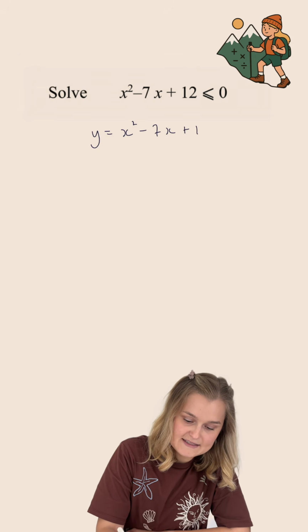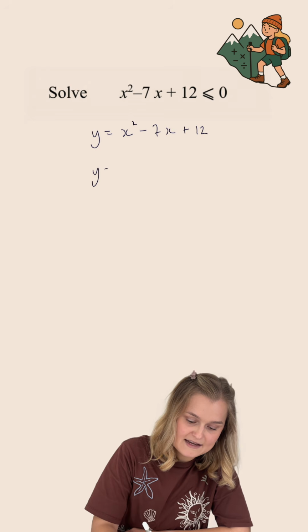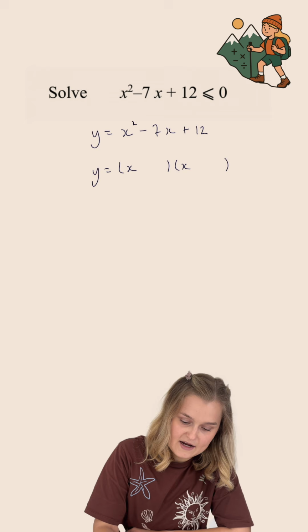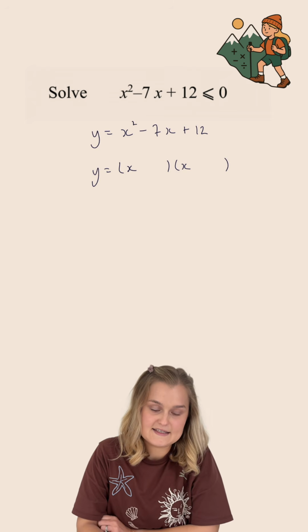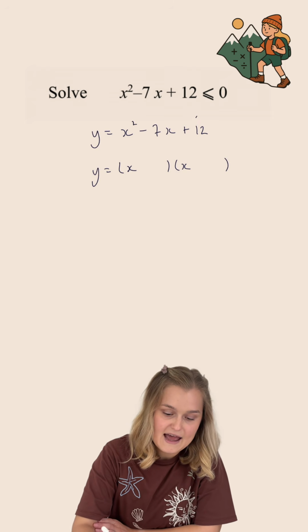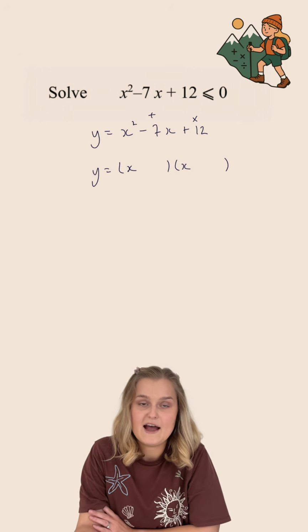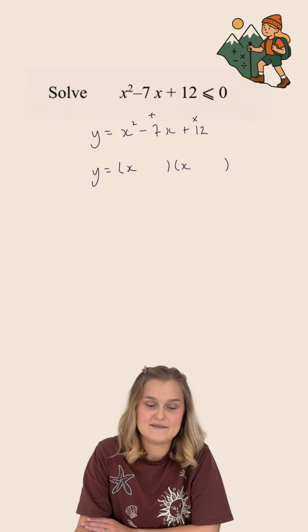Now we're going to treat this as a normal quadratic equation, and to find the roots, we are going to factorise in this case. Now my brackets are both going to start with x, since they need to multiply to make x squared, and I'm looking for two numbers that when I multiply them together, they make 12, and when I add them together, they make -7.